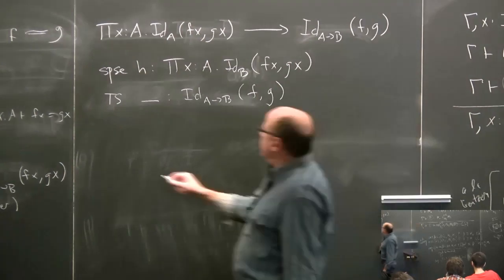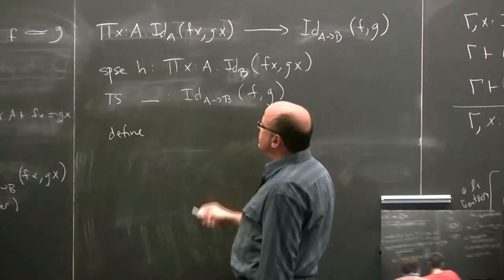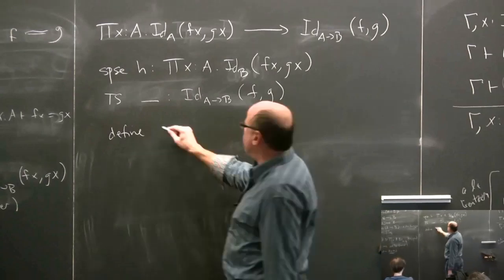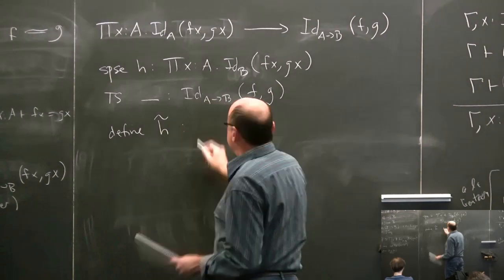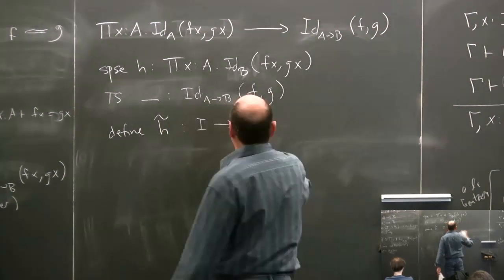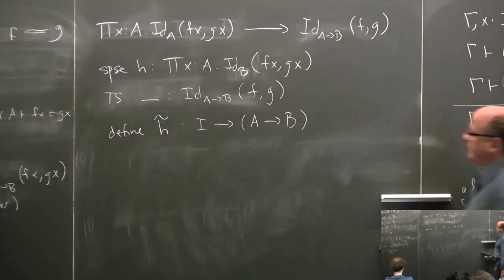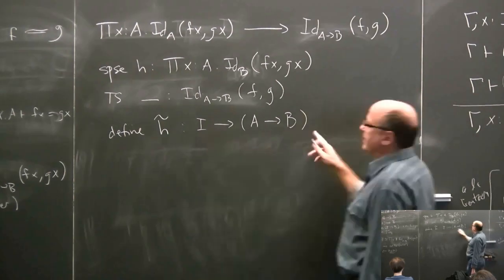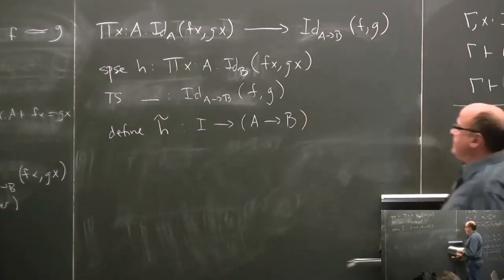So what we do is I define, I want to get a path from F to G. A convenient way to get a path from F to G is to define something, and the way I do it is by exploiting the thing I was doing before. I'm going to define a homotopy in the conventional sense as a mapping from I into A arrow B. It's just a nice way to do it, and we're going to define it by these equations.